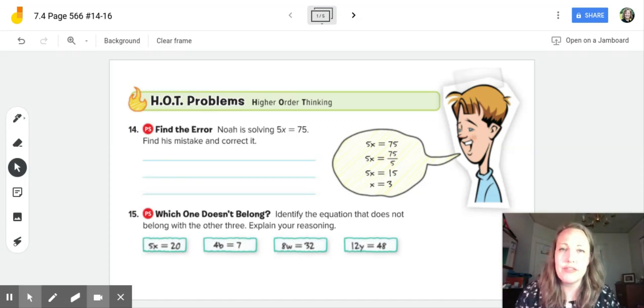So I'm going to try to get through several problems to help you out here, okay? These are called HOT problems, and that stands for higher order thinking. So they're meant to make you think a little bit harder, okay?